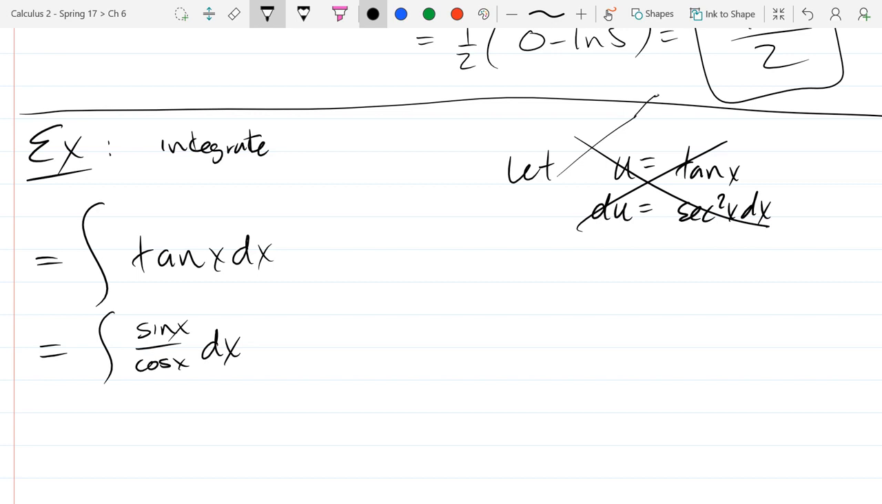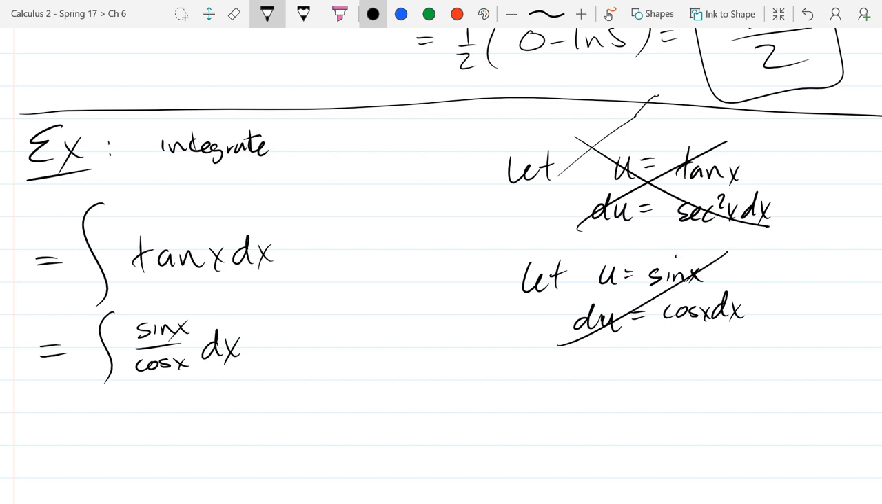So let's try, we'll go with sin x. U equals sin x, du equals cos x dx. What is wrong with the cos x in our original integral versus the one that we just wrote down? Cos x is on the bottom. Yeah, it's in the denominator. I need it in the numerator.